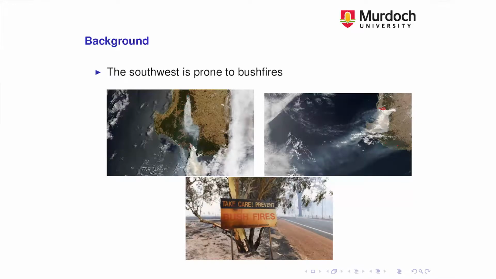Something else which applies to Australia as a whole is bushfires. This is just showing you a few satellite pictures of bushfires we've experienced in the past. It's very important to understand bushfire dynamics. How is the bushfire climatology going to change in the future? And how do we respond quickly to bushfire emergencies? So you need atmospheric models to answer these sort of questions.